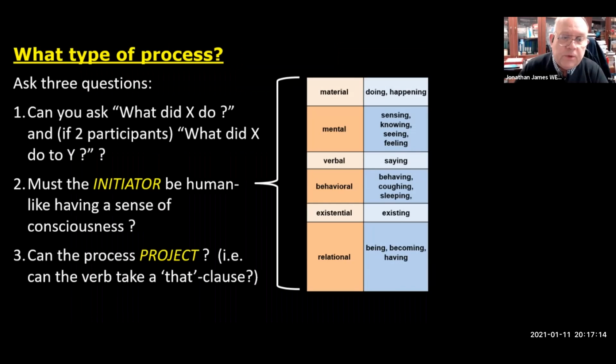Now, how can I distinguish them? Well, those were the three questions. Can you ask, what did X do? And if there are two participants, what did X do to Y? Must the initiator be human-like, have a sense of consciousness? Can the process project? Can it take a that clause? We could go through the list and distinguish each one of these categories, each one of these types of process.